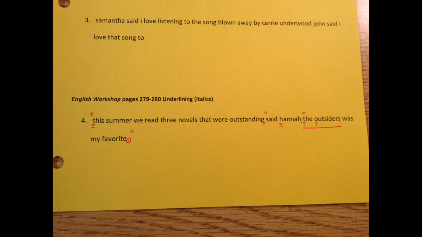Now please notice that I put quotation marks around the first piece of dialogue, and I capitalized the letter T at the beginning of the sentence, and I put a comma after the word outstanding, said Hannah. Hannah is capitalized because it's a proper noun, it's the name of a young lady, and then there's a period after Hannah because that ends that complete sentence.